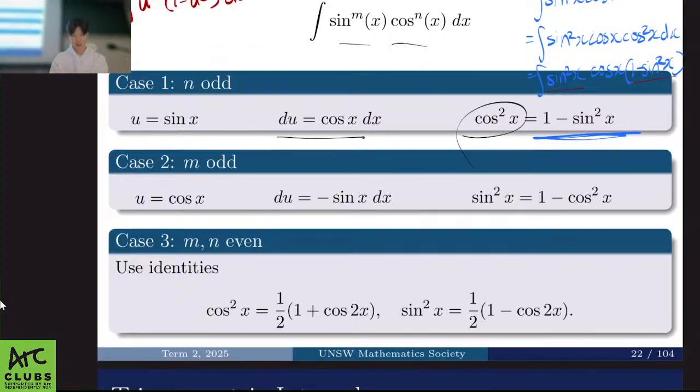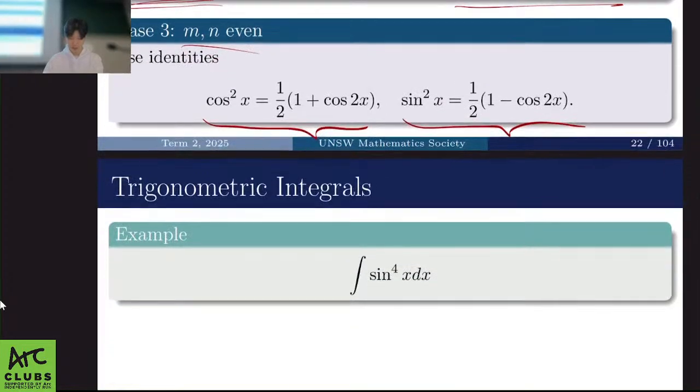Now it's a similar case, but when m is odd, this time you let u is equal to cos x, and we use this trig identity here. However, when they're both even, we can't split it into, like I did, cos x, cos squared x anymore, because they're both even. So we want to be using these two identities. So I'll show you with the evens.